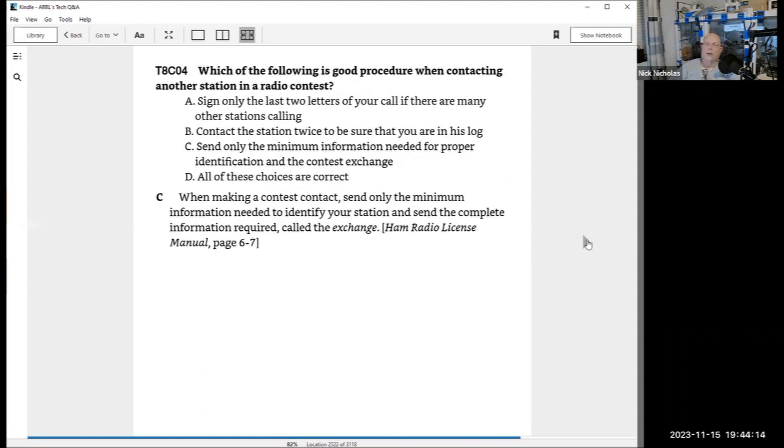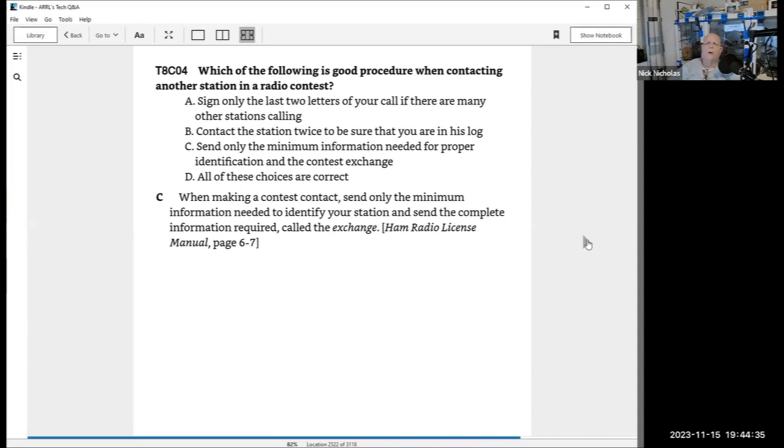Which of the following is a good procedure when contacting another station in a radio contest? Well, because they're trying to go as fast as you can, you want to send C. Send only the minimum information needed for proper identification and the contest exchange.